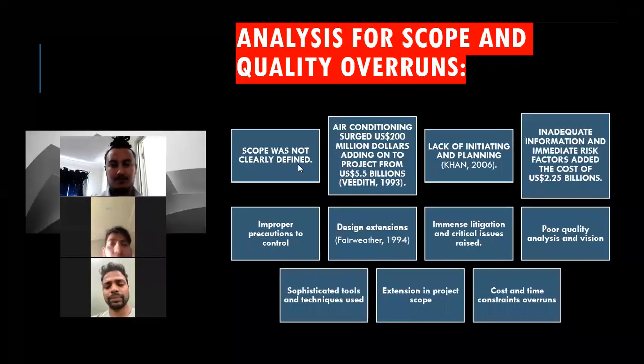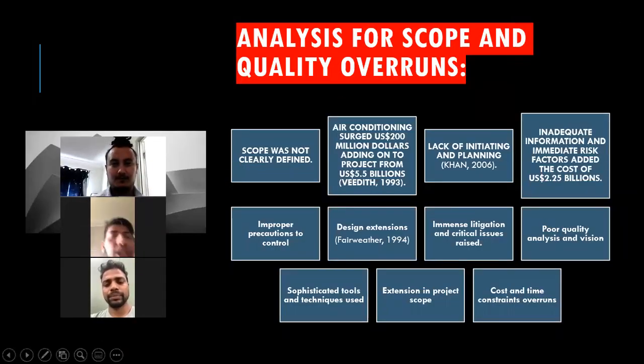Yeah. Like here, the scope was not clearly defined at the initial phase of the project. It was changed in various phases of the project due to the lack of initiating and planning by the board members.